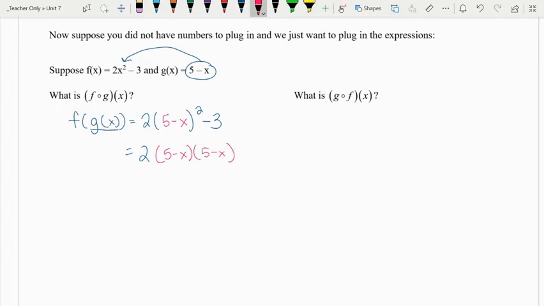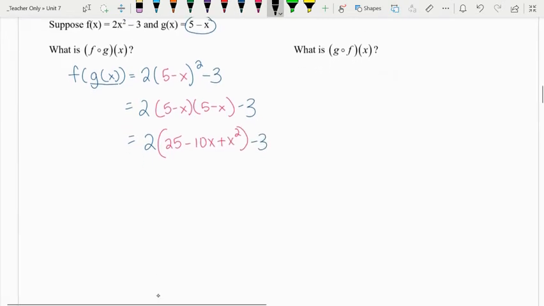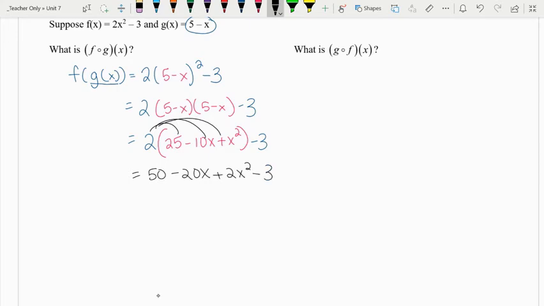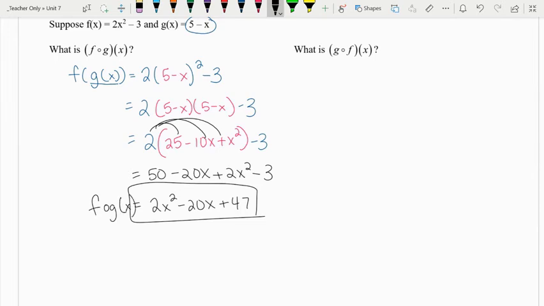Now, hopefully we remember that means that we need to write it twice. 5 minus x, 5 minus x, in FOIL. So we get 2 and then times. If we FOIL this out and combine like terms, we would get 25 minus 10x plus x squared. Now don't forget to distribute that 2. So we would get 50 minus 20x plus 2x squared, minus 3. And let's go ahead and put this in standard form. So 2x squared minus 20x and then plus 47. This is what f of g of x would be.